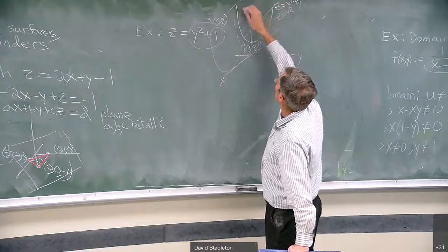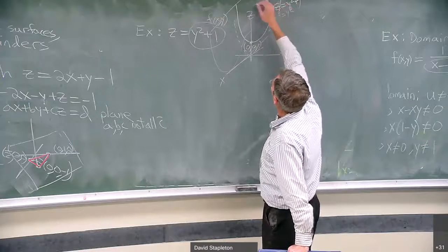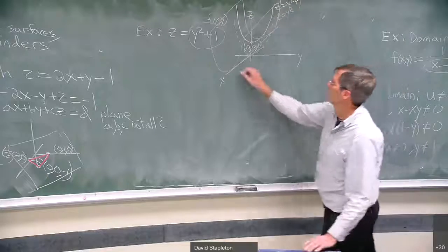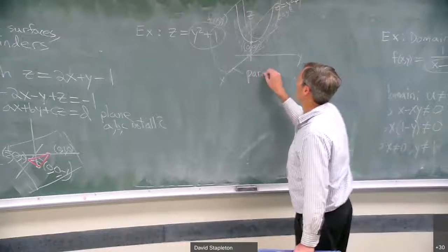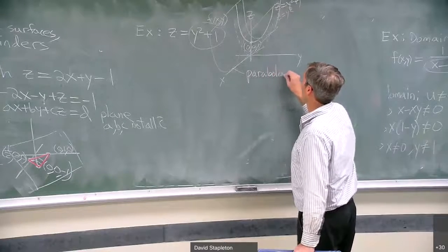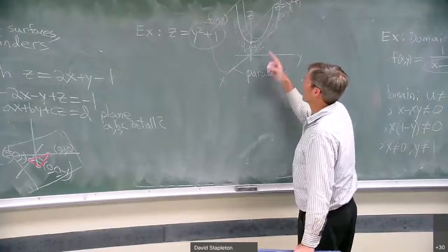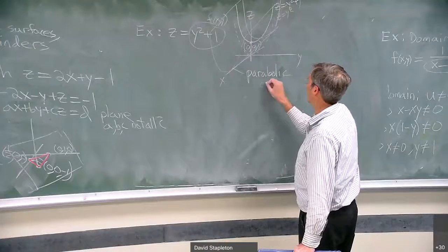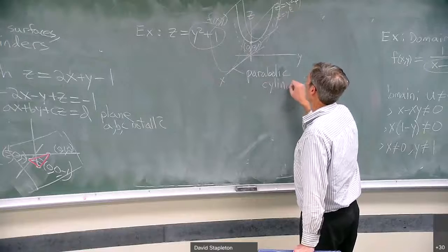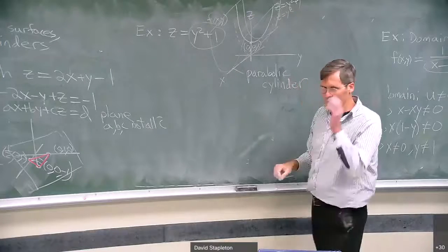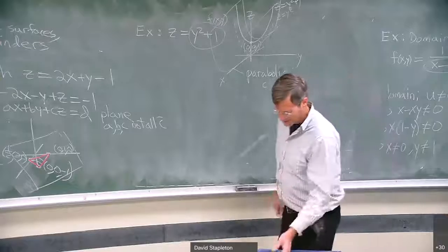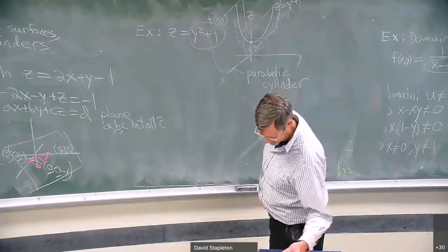It's like that. Every cross section is the same parabola. So there's sketching in 3 dimensions. If one of the variables is missing, then it's a cylinder. You just slide it in the third dimension. And that covers pretty much all the cases they're going to throw at you.